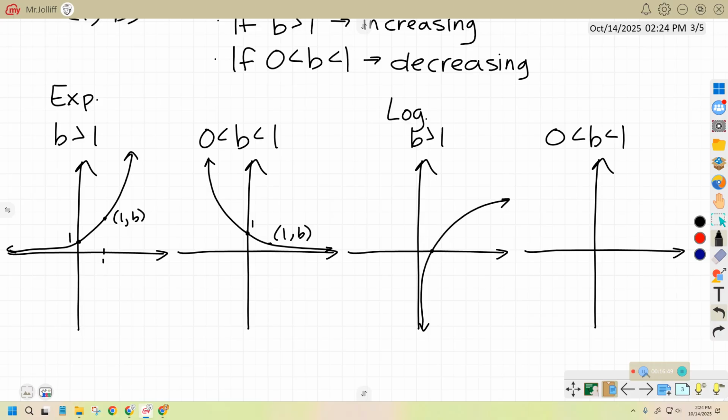Gerardo, where is that x-intercept? 1, perfect. And then our key point is the inverse of what it was over here. Instead of 1 comma b, I know I have a point at b comma 1. Input is b, output is a height of 1.